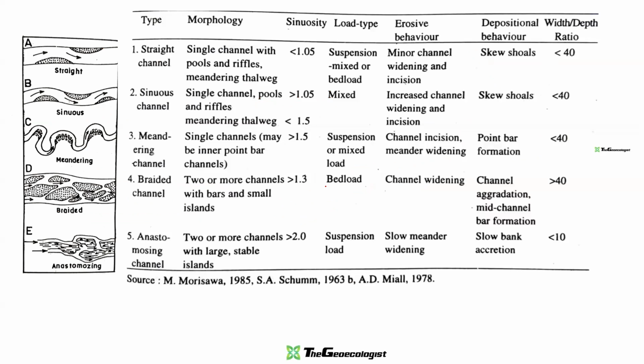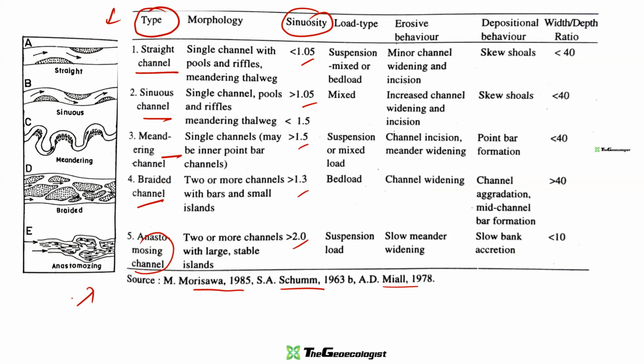Now, let's observe Morisawa's, Schumm's, and Mayal's work, taken from Professor Savindra Singh's book. It's mentioned, so you can read it from there as well. Types: straight channel, sinuous channel, meandering channel, braided channel, anastomosing channel. Look at the sinuosity indexes here. This is very clearly given, and the erosive behavior and the sediment load type, you can observe directly from here.